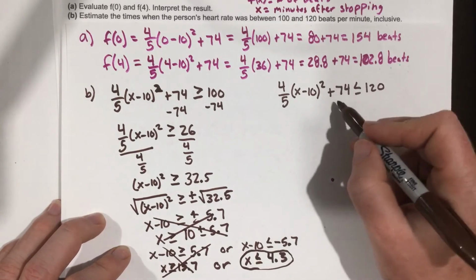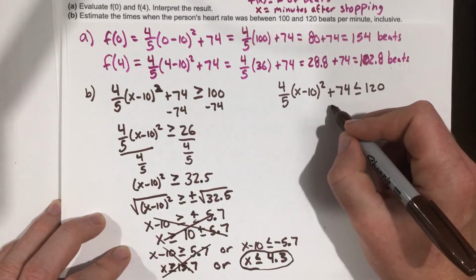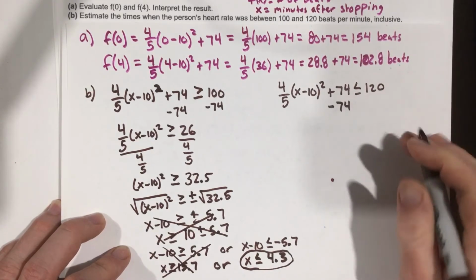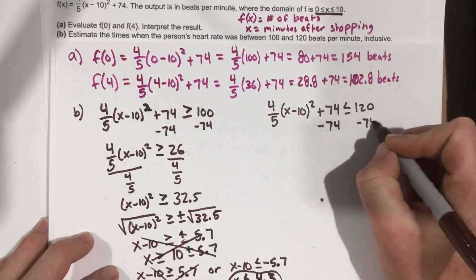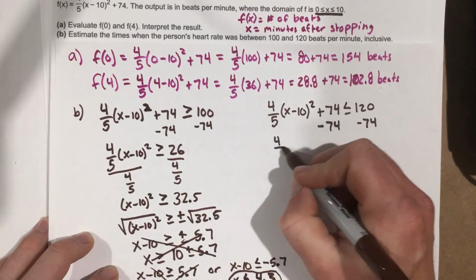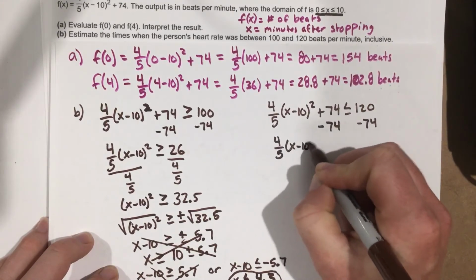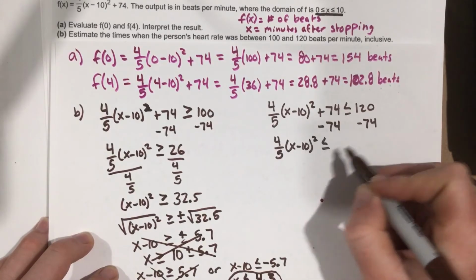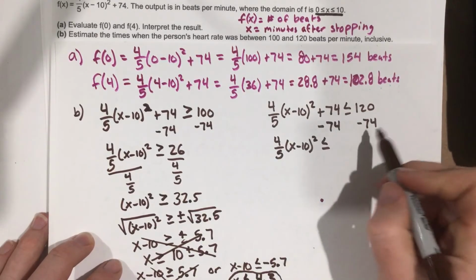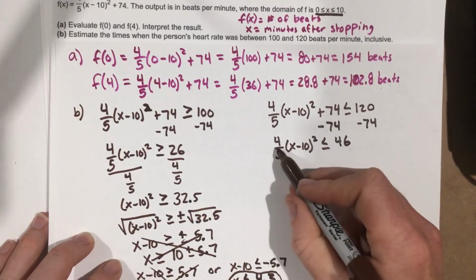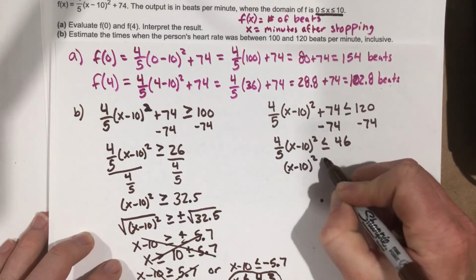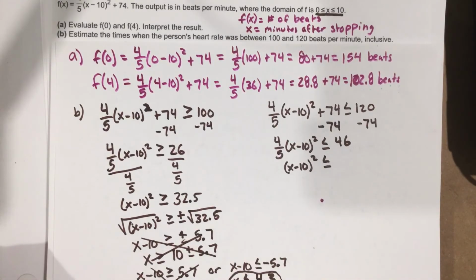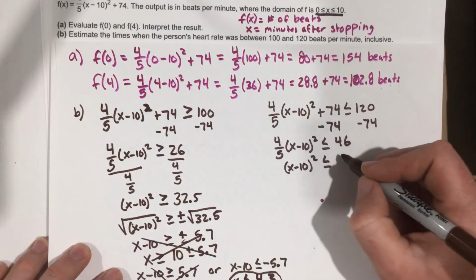Now let's go ahead and solve this side. We're going to subtract the 74 over. So subtract 74 here. We've got 4/5 times (x minus 10) squared is less than or equal to 46. Divide by 0.8, and we get (x minus 10) squared less than or equal to 46 divided by 0.8, which is 57.5.